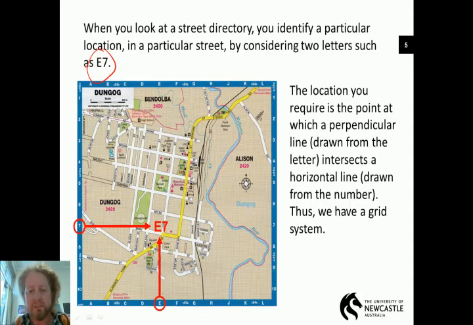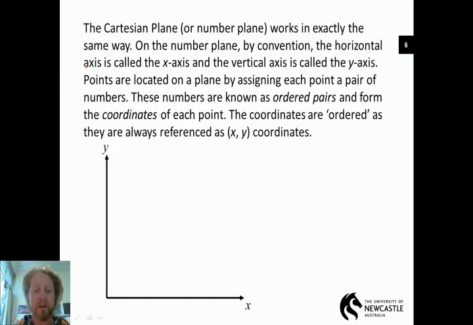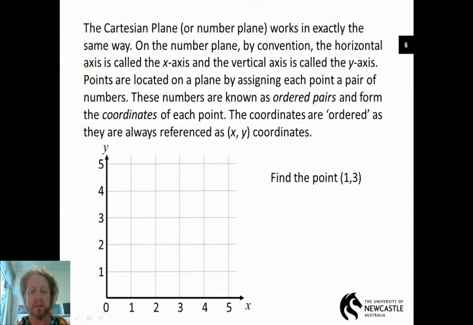Well, it's effectively the same as a Cartesian plane. The Cartesian plane works in the same way. We've got the x-axis, okay, so instead of the letters along here, well, they're going to be numbers. We've also got a y-axis, okay, and we have a grid, same as the map did. So we number the x-axis, we also number the y-axis. So it's not a letter-number combo, there's two numbers. These numbers are known as ordered pairs and form the coordinates of each point. Like there's a point, 1, 3.